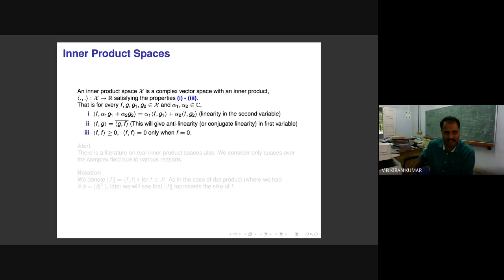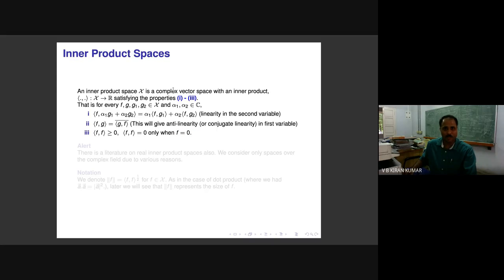Linearity in the second variable, that's what I wrote here. You have a linear sum here, you can take that linear sum outside. So linearity in the second variable. And this is anti-linearity, or what you call conjugacy: inner product of f and g is equal to the conjugate of inner product of g and f. And this is positivity. That means inner product of f with f will always be non-negative, and it equals 0 only when f equals 0. Again, this 0 is the complex number 0, and this 0 is the 0 in the vector space X. So this is what you call an inner product space.